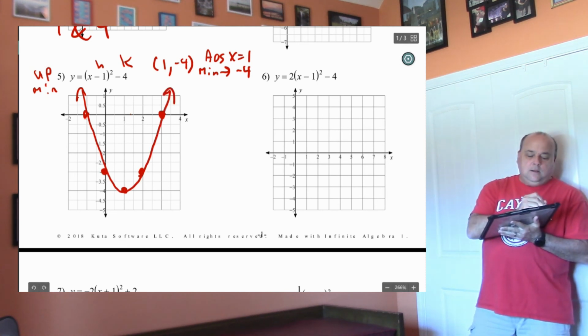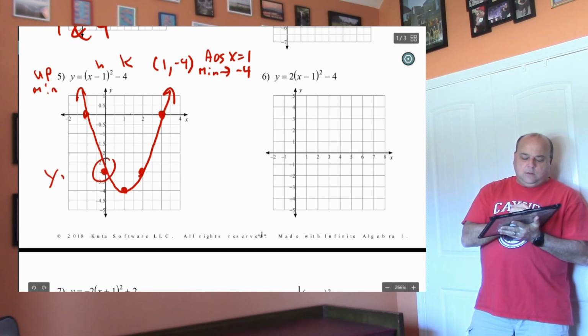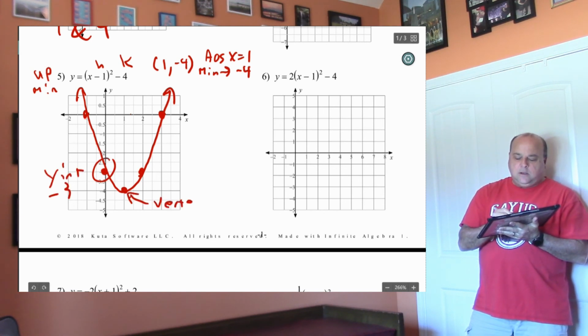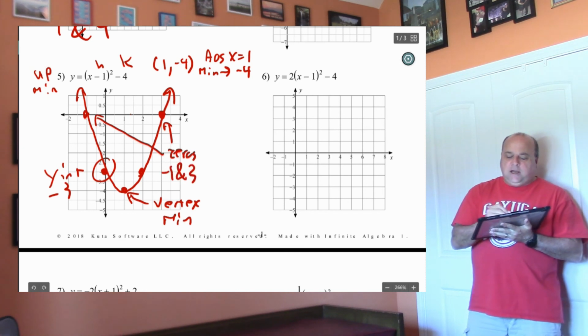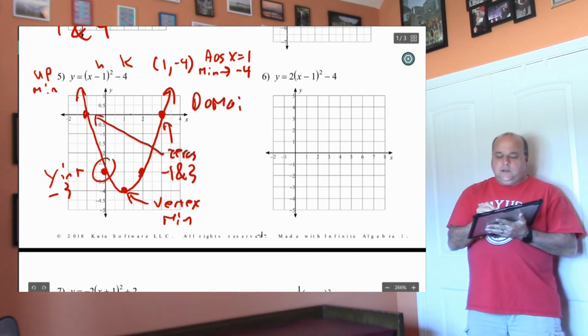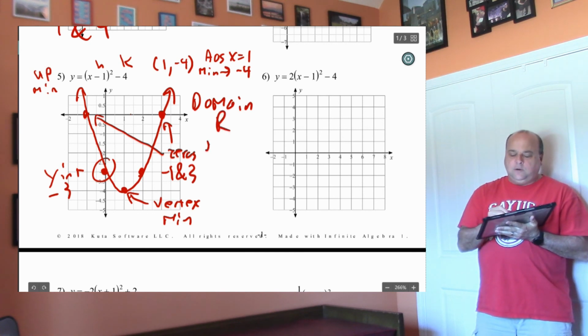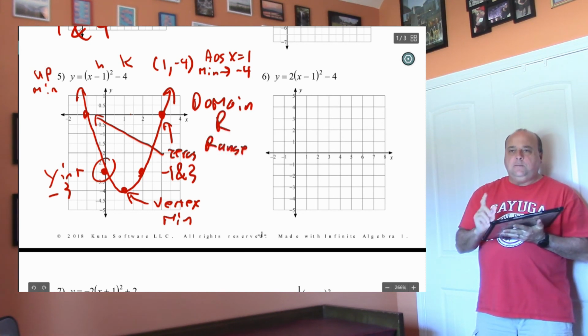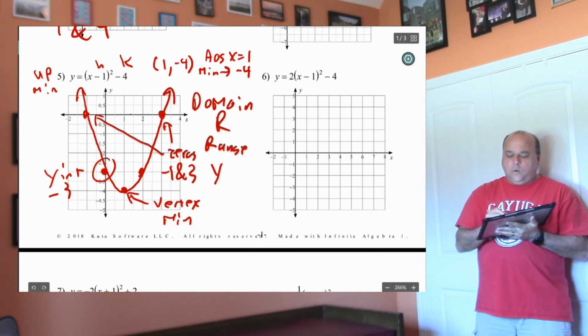Okay, now then, this is my y-intercept. My y-intercept's negative 3. This is my vertex. And it's at the bottom. We have a min. My zeros are negative 1 and 3. And then the domain will always be all real numbers. And my range is going to be greater than. It's going up. Y greater than or equal to this number right here, correct?